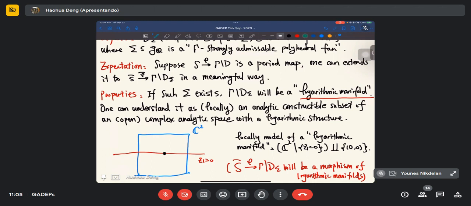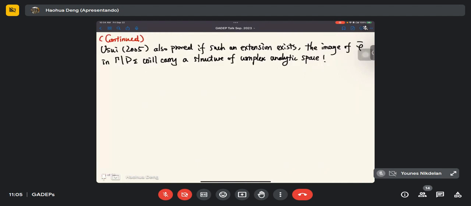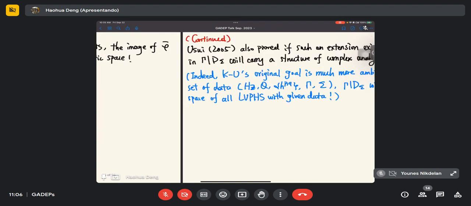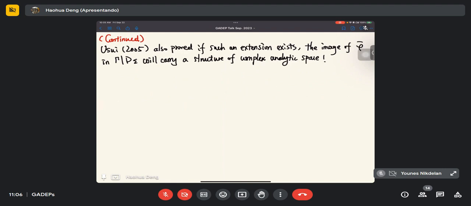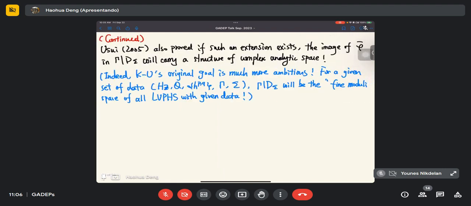And what is even nicer is that Usui also proved in 2005, even before their book was published, that if we have such an extension to Γ\D_Σ, the image of this extended map in this Γ\D_Σ should carry a structure of complex analytic space, which means you can indeed patch together all the complex analytic structures on each stratum into a global one. So this is a very nice property about the period image in this extended period map.